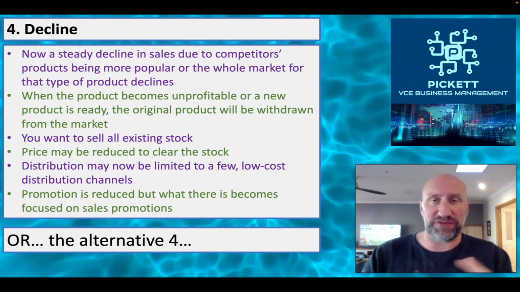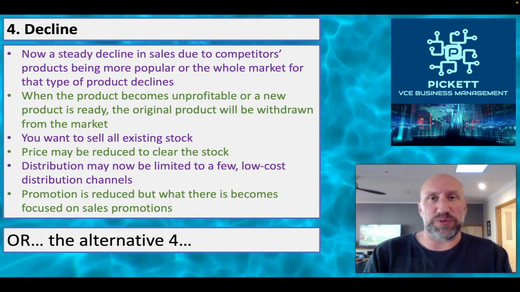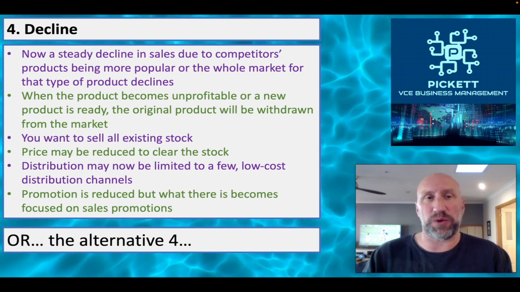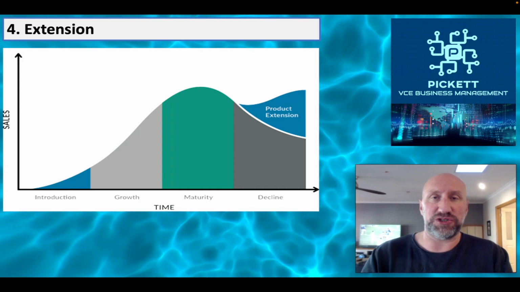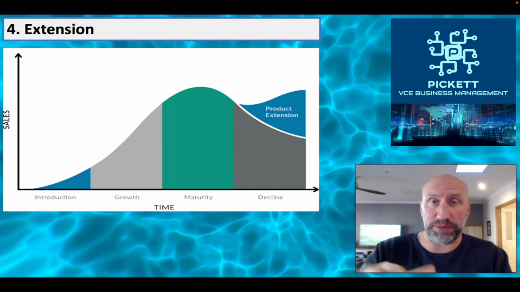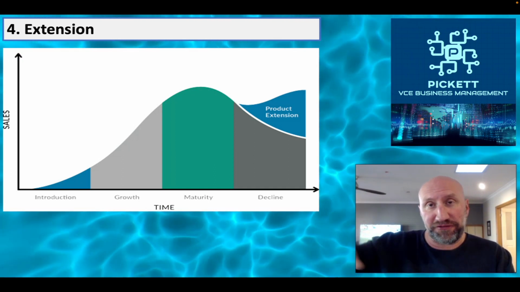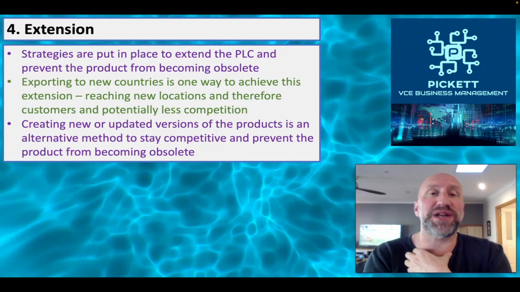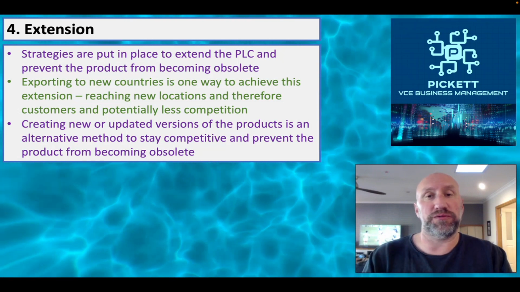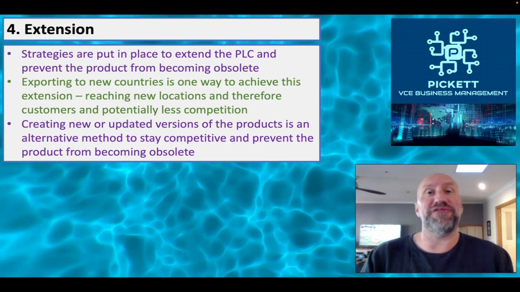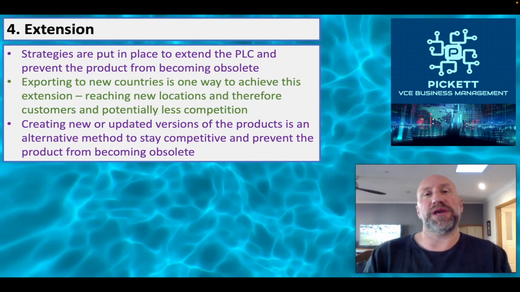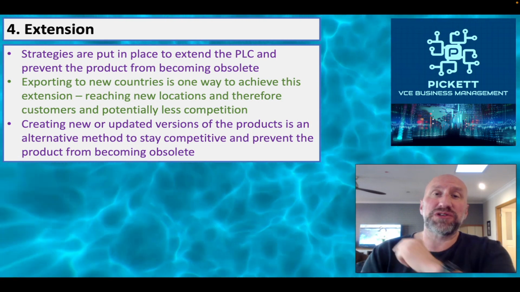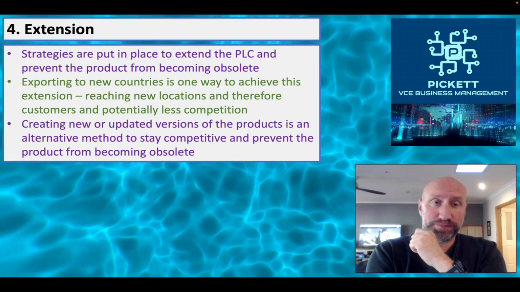But we have an alternative. And like I say, this is probably the sensible thing to do, unless, look, you have a really, really strong product coming up behind which can replace this fairly quickly. So what you might want to do is try some extension strategies. So you see that little blue part at the end there to kind of relift that sales curve back up again. So this is where you put in some strategies to extend the product life cycle, basically, and essentially prevent the product from becoming obsolete, okay? One way to do this is perhaps exporting to new countries.